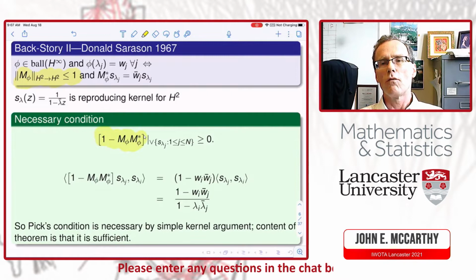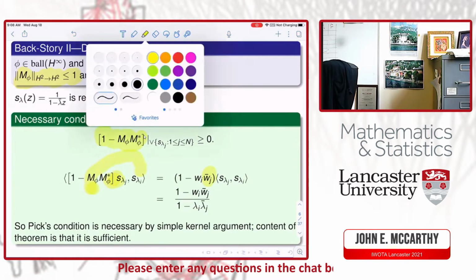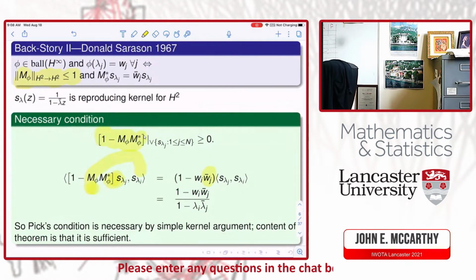But the advantage of working on that space is that you can calculate what this n by n matrix is very easily, because M phi star has k lambda j as an eigenvector with eigenvalue wj bar. This will pull out the wj bar. The M phi I pull over to the other side, and I get phi of lambda I, which is wi.